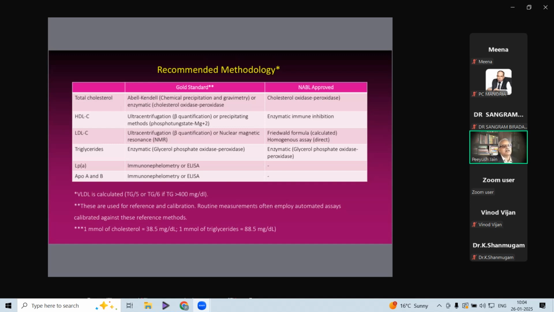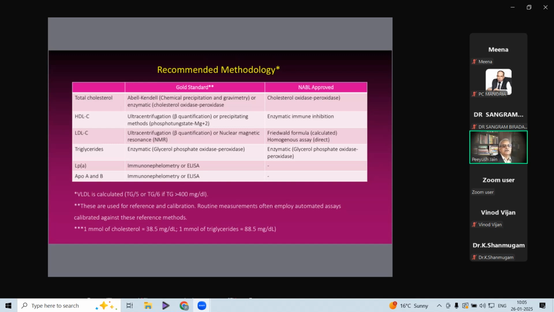never measured directly unless we are doing ultracentrifugation. So in a routine enzymatic assay, automated assay, VLDL is calculated as triglyceride divided by 5 when the triglycerides are less than 400, and triglyceride divided by 6 if the triglycerides are more than 400 but less than 1000. But when the triglycerides are more than 1000, this calculation also goes wrong.